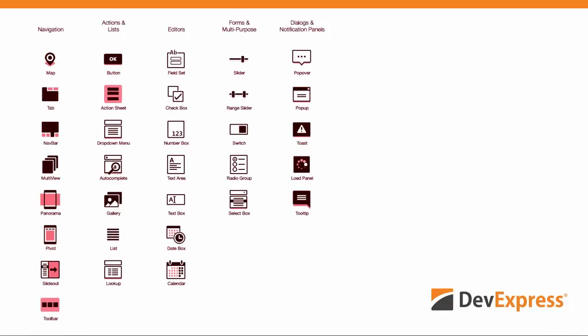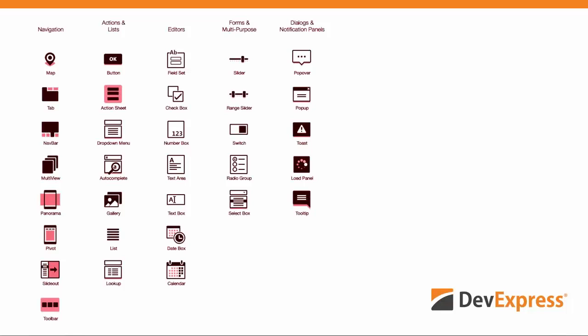The navigation category, we've got things such as the map control, we've got the tab control, navbar, we've got the multi-view, panoramic view, pivot view, we've got a nice slide out view which gives you a really cool effect on mobile devices, and of course the ever important toolbar. When it comes to interacting with the user, we have a number of options such as standard buttons or action sheets that can be displayed. We've got drop-down menus, lookup items, auto-completion lists. We've got a powerful gallery control and a list view.